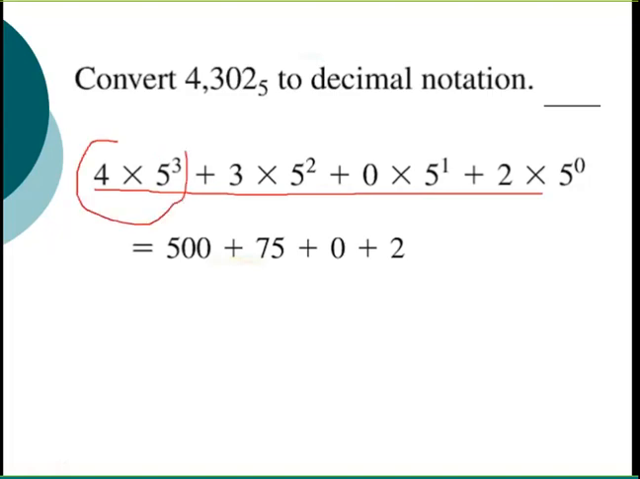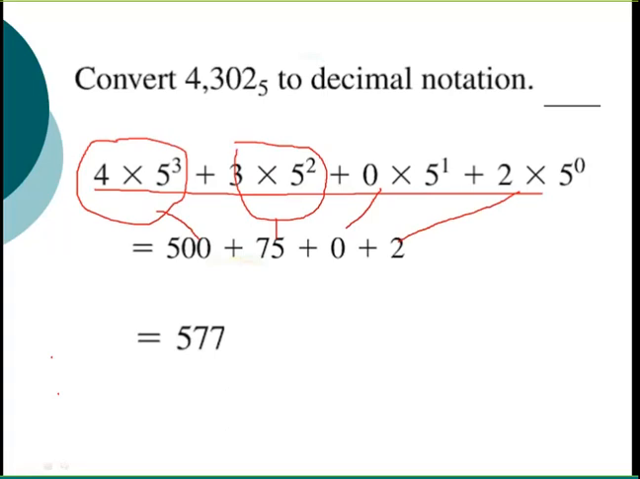But if you have a phone calculator, you want to do this part first, and then do this part right here. So basically, you're getting the 500, you're getting the 75, you're getting the 0, and then you're getting the 2 first. Once you get all that, then you go ahead and add it together at the end to get you 577. Okay.